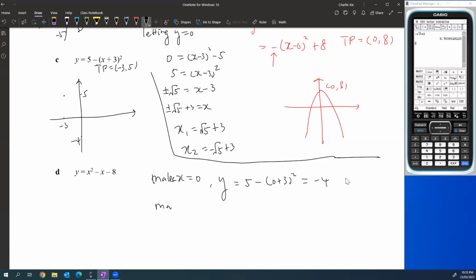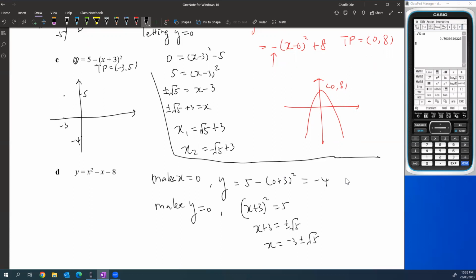All right, let's make y equal 0. Then y becomes 0. So if you move this to the other side, you flip the sign. So that's going to be x plus 3 bracket square equals 5. All right, unsquare: plus or minus root 5. So x equals negative 3 plus or minus root 5.